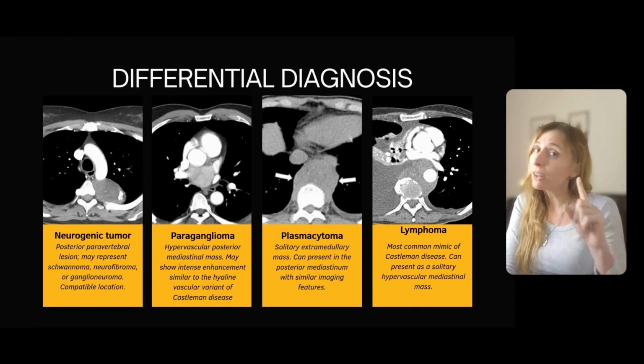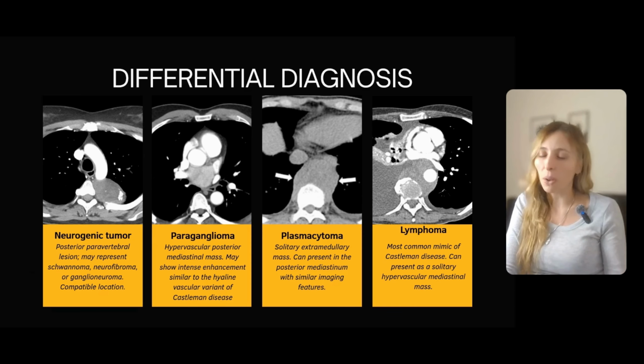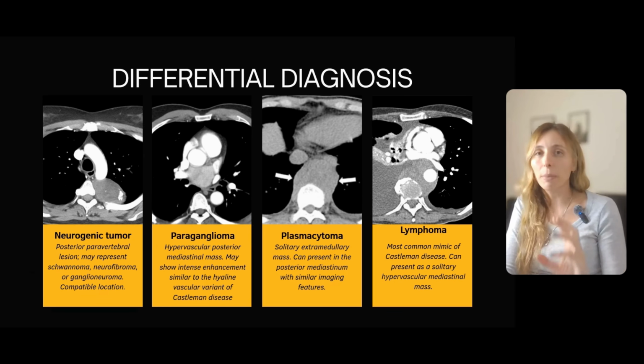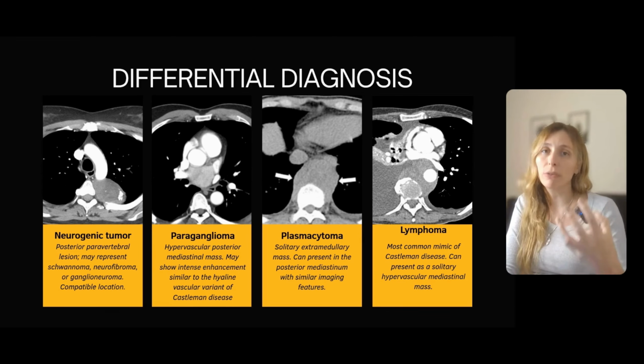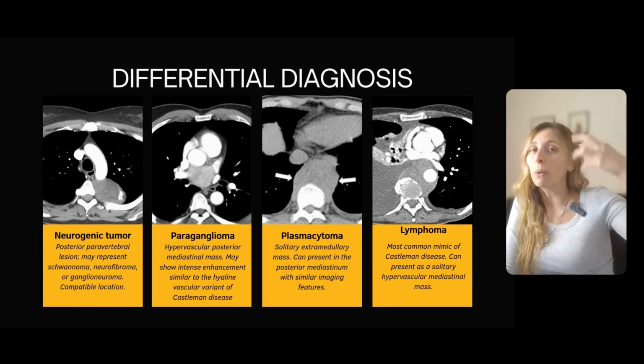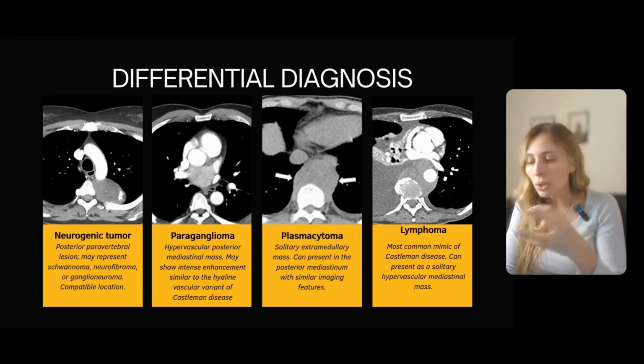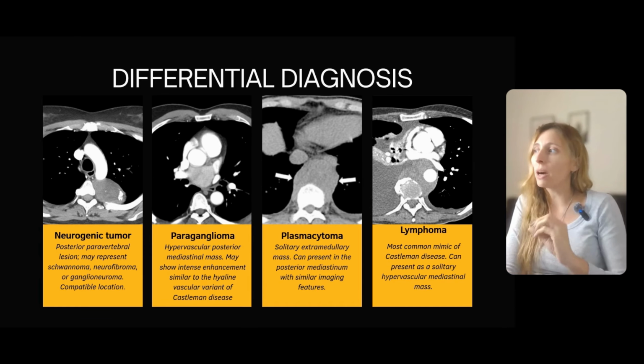And last but not least, lymphoma, which is always a possibility when we are talking about a focal mediastinal lesion. It can present as a solitary hypervascular mediastinal mass. It is not the most frequent to find it in the posterior mediastinum. It's always more frequent to find it in the anterior or middle mediastinum, but we should consider this option when we are analyzing a focal mediastinal lesion.